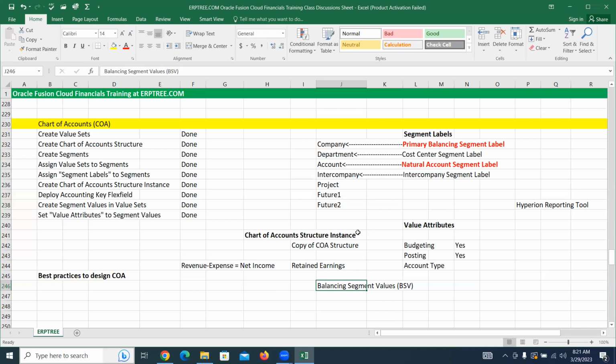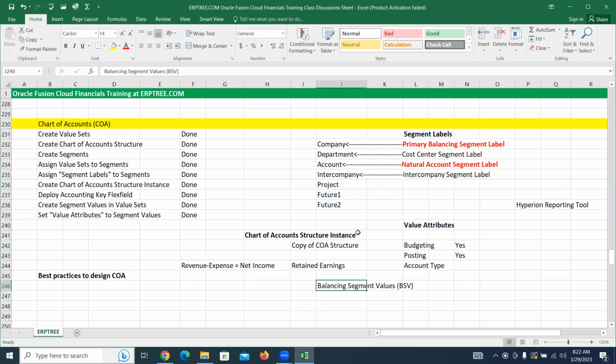Department you call a balancing segment. Why do you call department a balancing segment? Because we have assigned the primary balancing segment label to department. That's it. That is the only point. Which label you are assigning, that is what matters. If you assign the primary balancing segment label to department, the segment is a balancing segment. Within the department segment, the values we have, we call balancing segment values. That's it. The department values we call balancing segment values. Reason: the department segment is the balancing segment, because you assigned the primary balancing segment label.